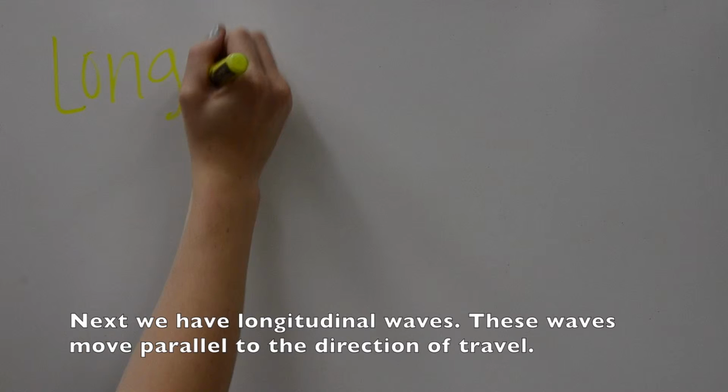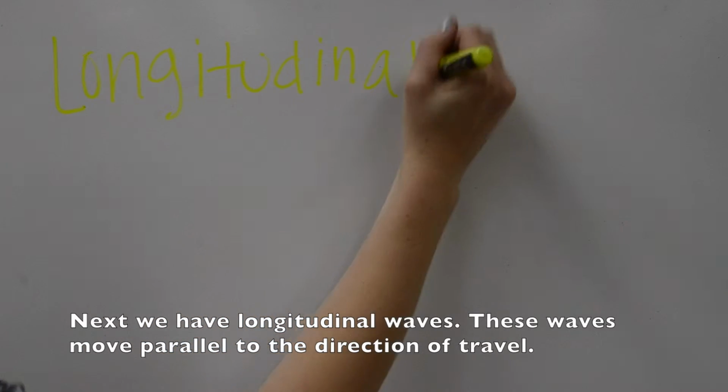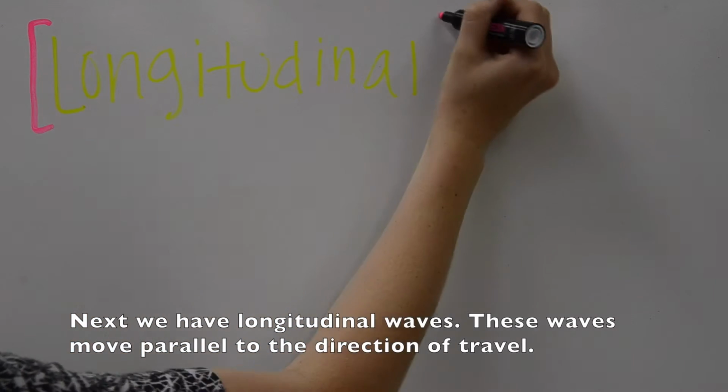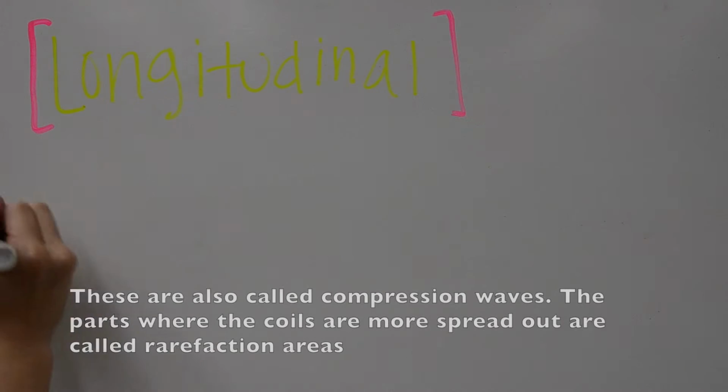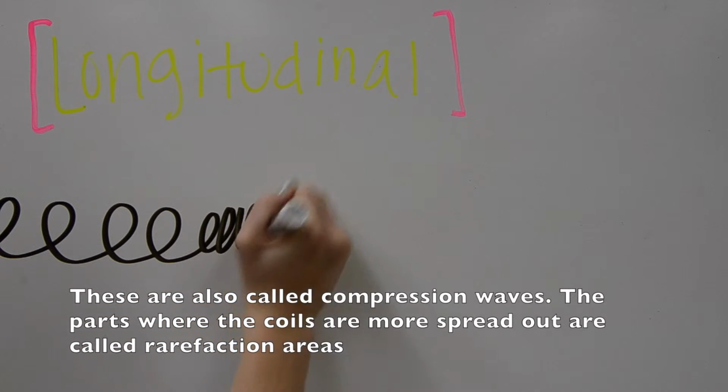Next we have longitudinal waves. These waves move parallel to the direction of travel. These are also called compression waves.